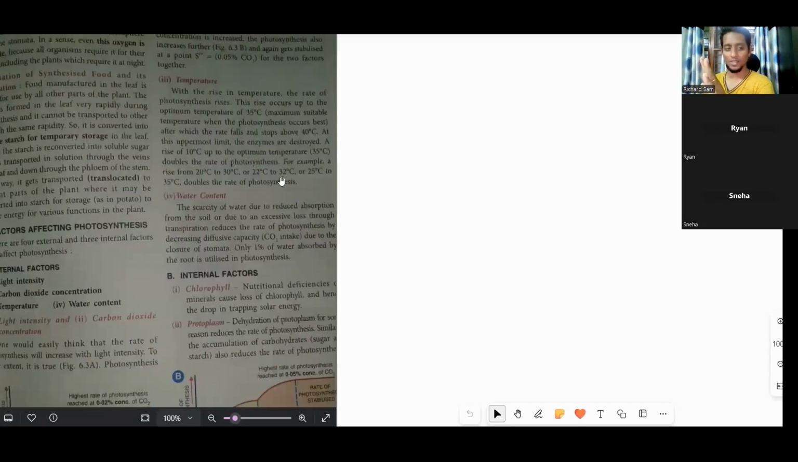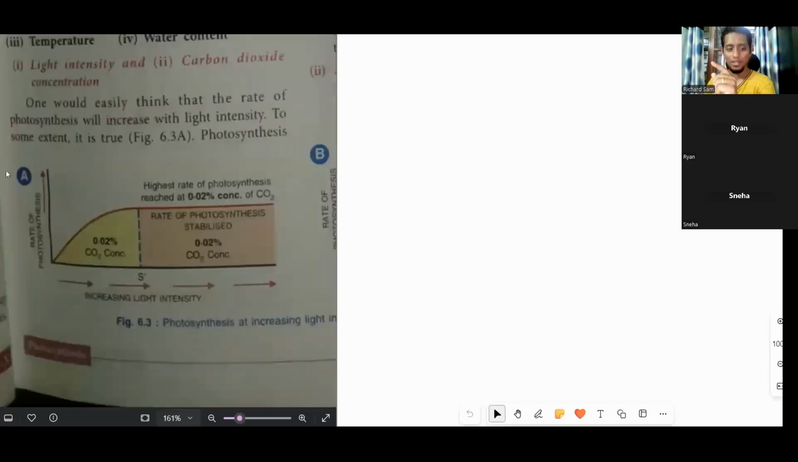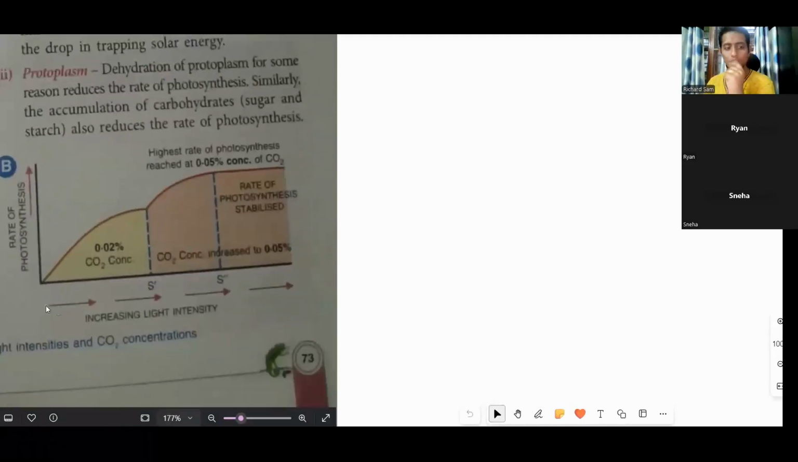So they work together, okay? Light and carbon dioxide together. Look at this diagram over here. You can see as you're increasing the light, the rate of photosynthesis is also increasing, but only till a certain point when the concentration of carbon dioxide is 0.02%. Then if you increase the concentration of carbon dioxide in the air to 0.05%, there will again be an increase in the rate of photosynthesis as you increase the light intensity. Then that also will stabilize at a certain point.